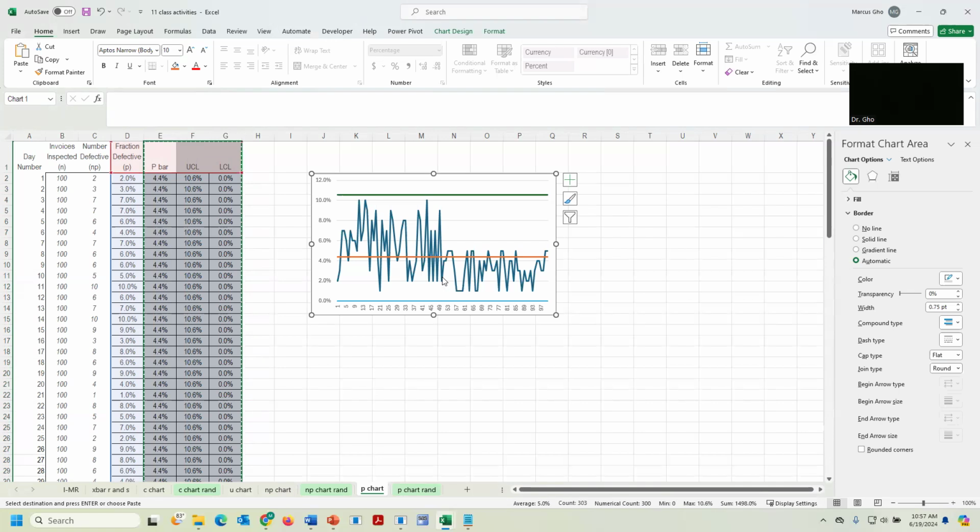And so this is where this type of chart would really shine. So you can identify if you have some sort of process that's either improving or maybe you need to take a look at something else.